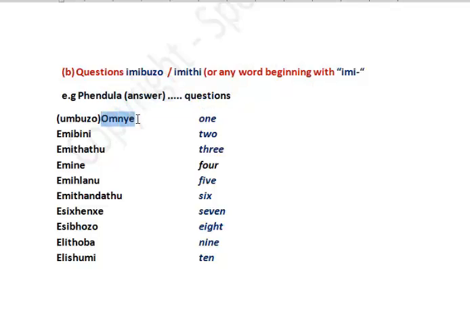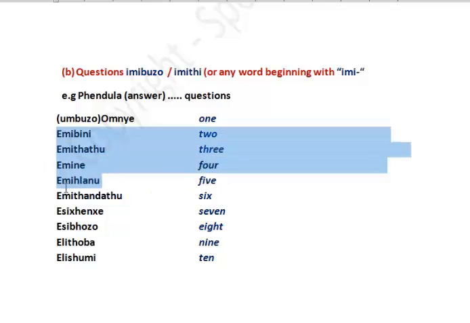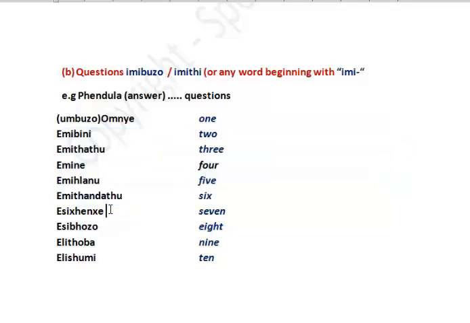One question, omnye. Two, emibini. Three, emithathu. Four, emine. Five, emihlanu. Six, emithandathu. Okay, there we have the emi being used up to that point, and then it changes. Sixhenxe, sibhozo, lithoba, lishumi.